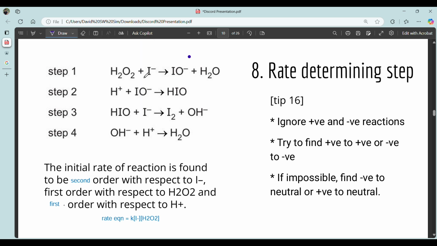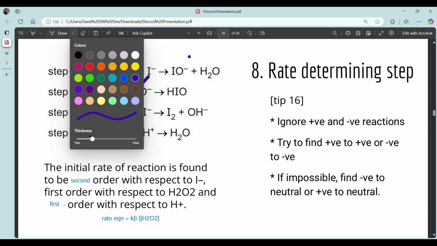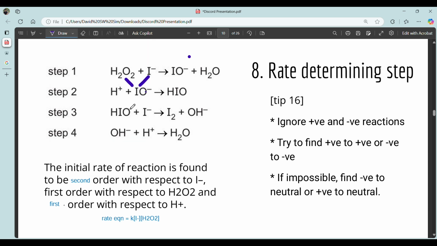So we have 1 mole of H2O2 reacting with 1 mole iodide in step 1, and in step 2 it reacts with H plus. But this still doesn't satisfy our rate equation, because step 2 has 1 mole of H plus reacting with 1 mole of H2O2 and 1 mole of iodide. Because IO is formed from these two, we can consider it to be first order with respect to this, first order with respect to iodide as well. So it still doesn't answer our question because we want it to be second order with respect to iodide.